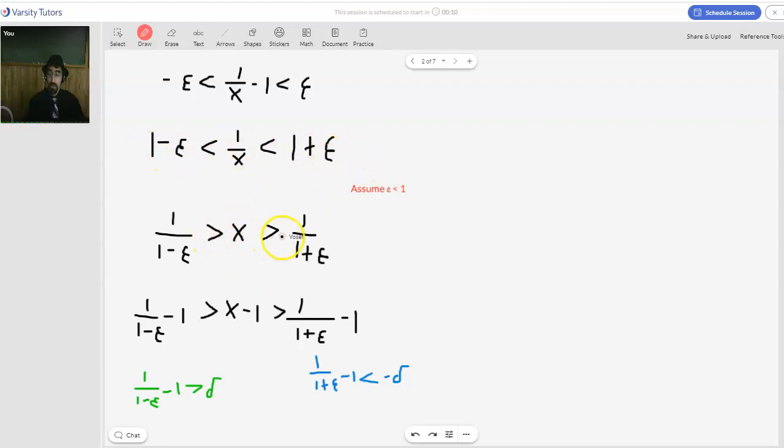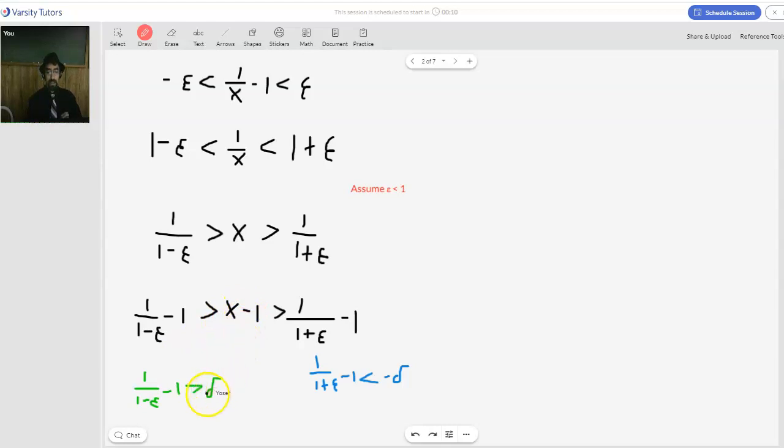But for now, as long as epsilon is less than 1, when you take the reciprocals, these are both positive, so we flip the direction of the inequalities. As I mentioned, 2 is less than 5, but 1/2 is more than a fifth. Subtraction just goes normally. So x minus 1, that's going to be our tolerance. x minus 1 has to be between 1 over 1 minus epsilon minus 1 and 1 over 1 plus epsilon minus 1. Realistically, this is going to be a positive number and this is going to be a negative number. This is more than 1, and we subtract 1, so it's positive. This is less than 1, so when we subtract 1, it's going to be negative.